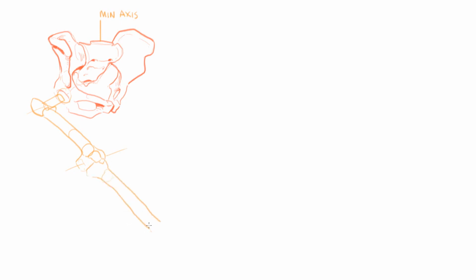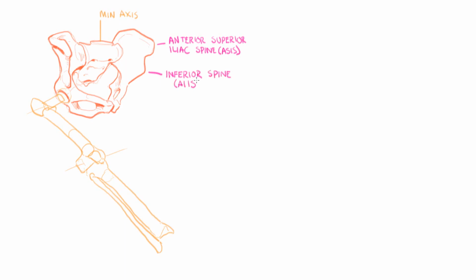And here's the tibia, and the fibula. I'm going to point out a few landmarks here. The first one being the anterior superior iliac spine, which is this prominent point at the top, abbreviated ASIS, and the anterior inferior iliac spine, which is below it.